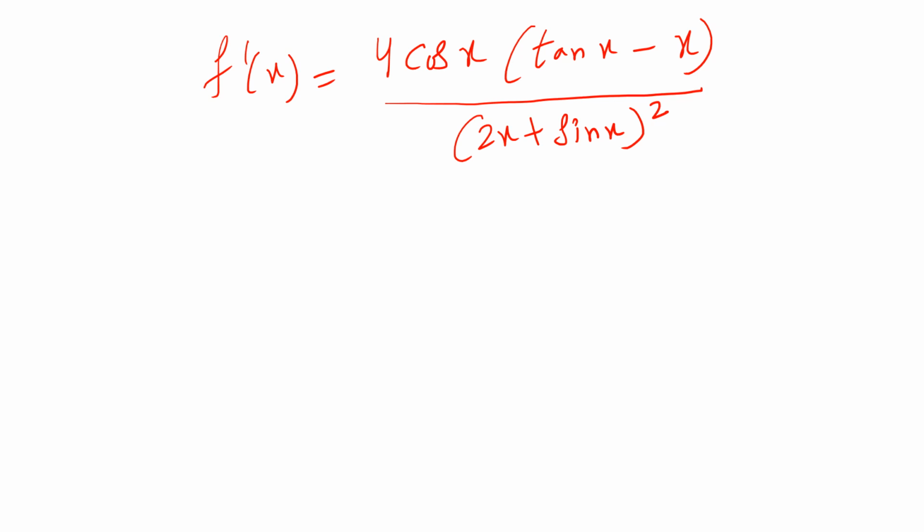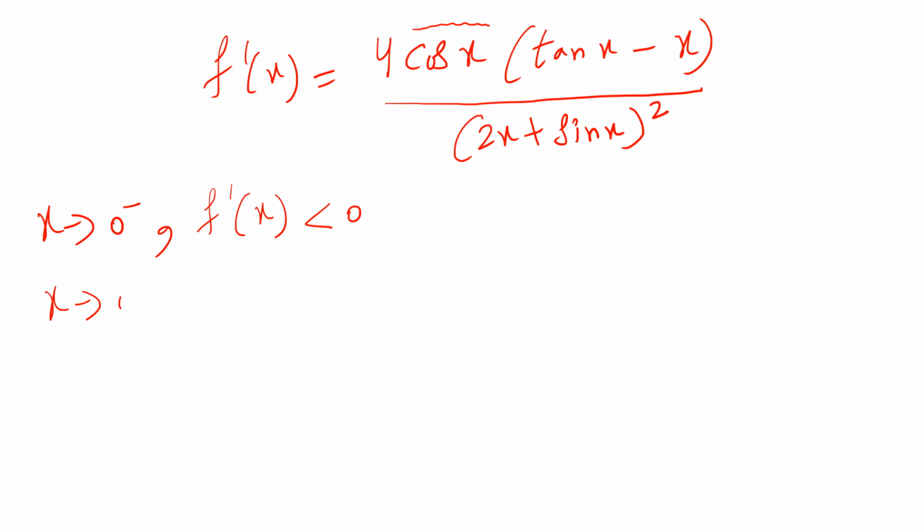Now students, when x is slightly smaller than 0, then cos x is positive because x lies in the fourth quadrant, and tan x is smaller than x. So that means tan x minus x is negative. And the denominator is a perfect square quantity which is always positive. So this means the sign of f dash x in the left neighborhood of x equal to 0 is negative.